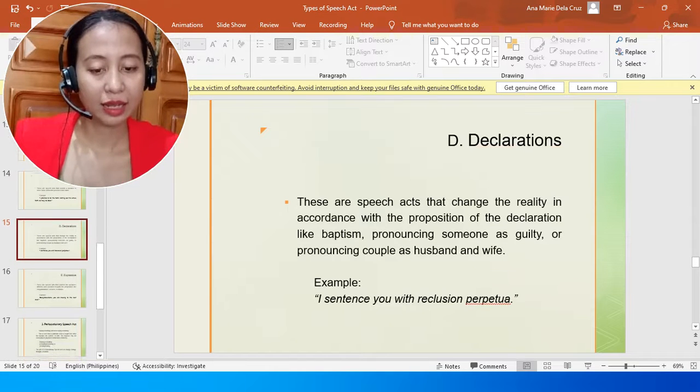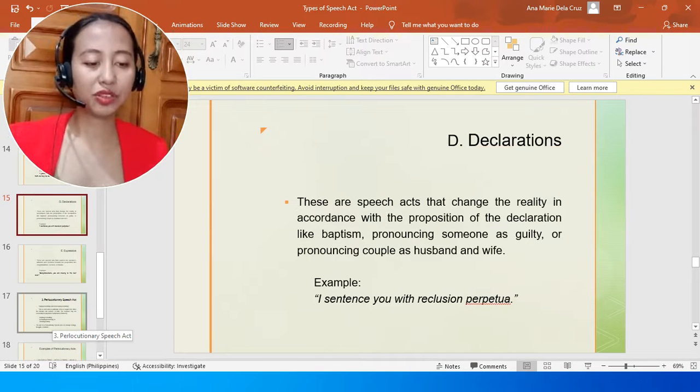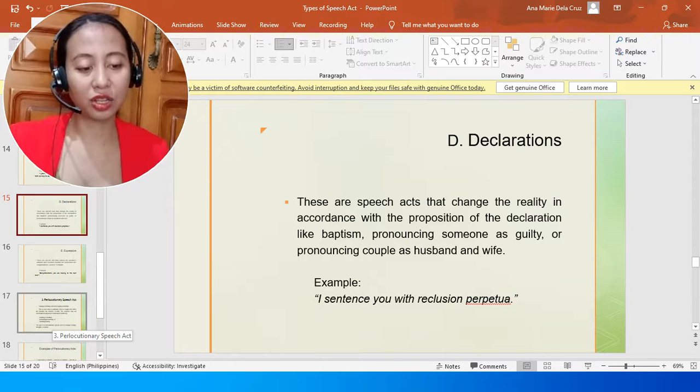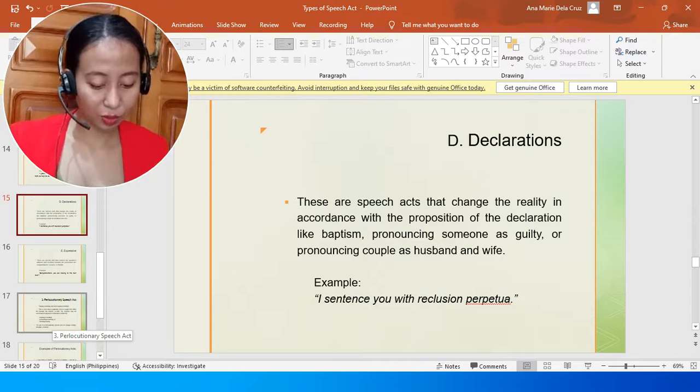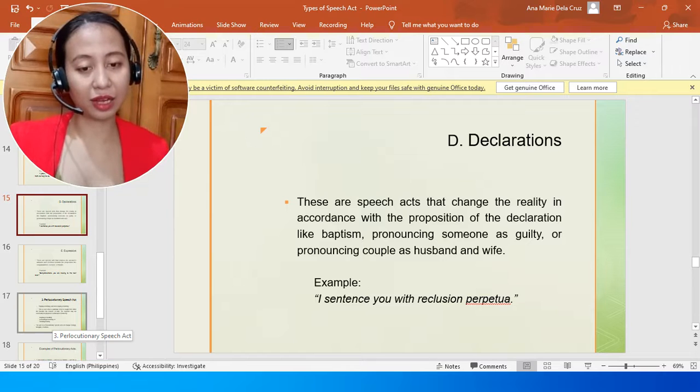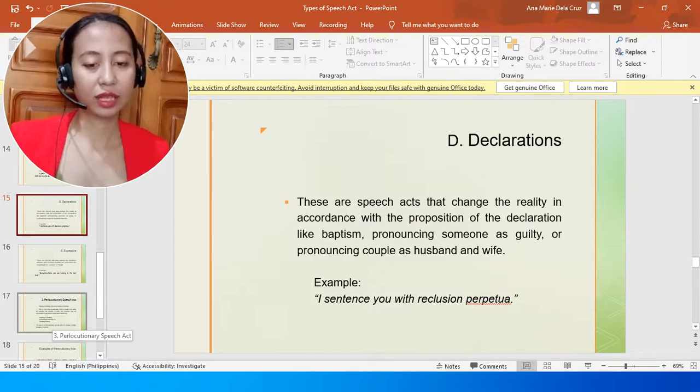Next, declarations. These are speech acts that change reality in accordance with the proposition of the declaration, like baptism, pronouncing someone as guilty, or pronouncing a couple as husband and wife. You are just declaring. Like here, an example, "I sentence you to reclusion perpetua." That is a declaration. "I pronounce you husband and wife." Another, "I baptize you in the name of the..." and so on and so forth. That is declaration.